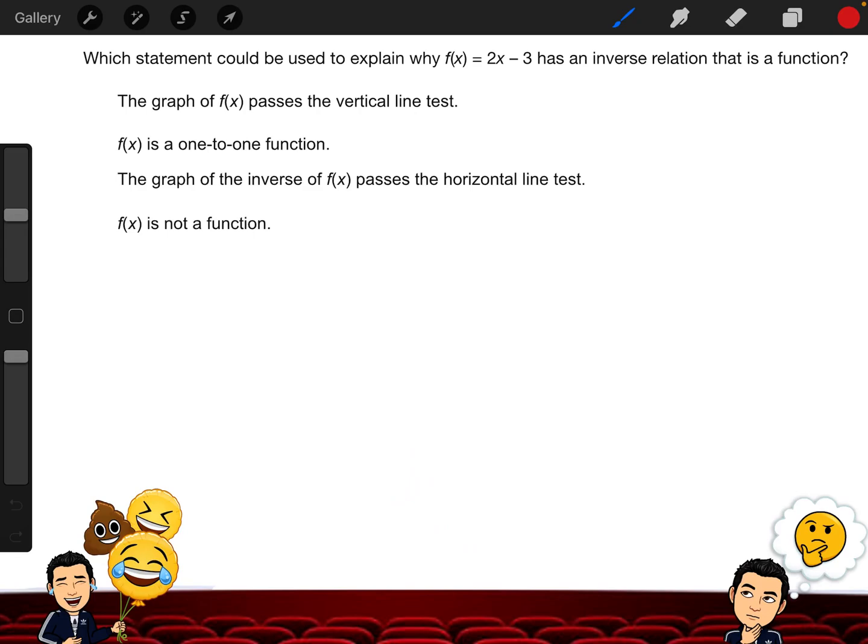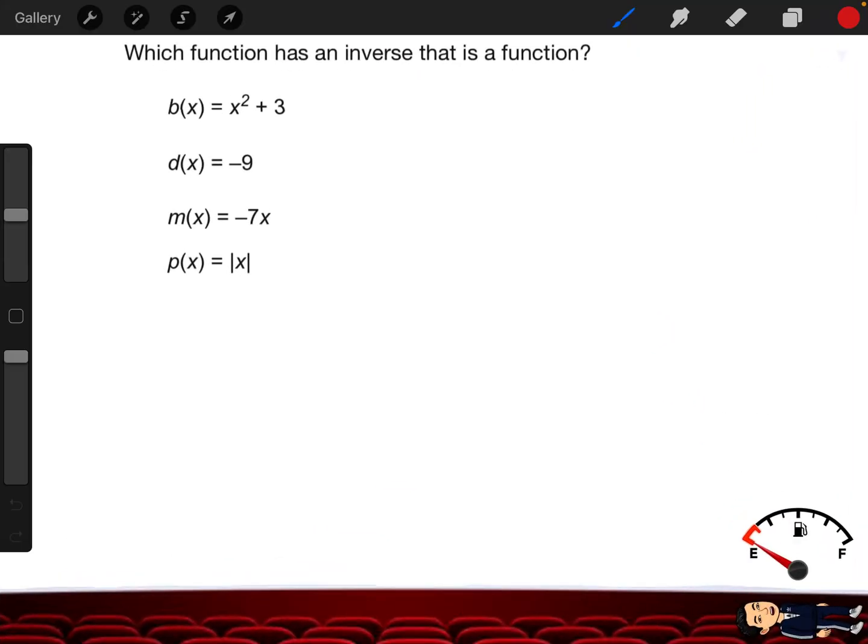This is basically just the concept. What can you use to explain that a function has an inverse function that's a function? This function has to pass the horizontal line test to see whether it is a one-to-one function. If it's a one-to-one function, its inverse is also a function. So which function has the inverse that is a function? The one that can pass as a one-to-one function is going to be the one that's linear.